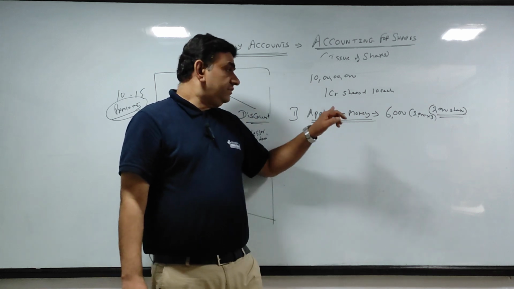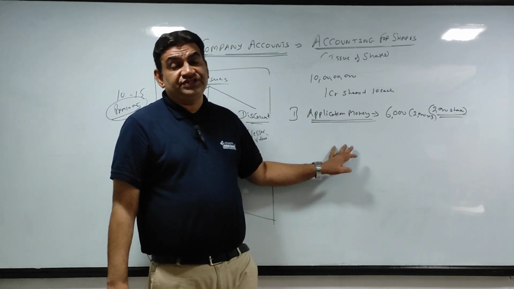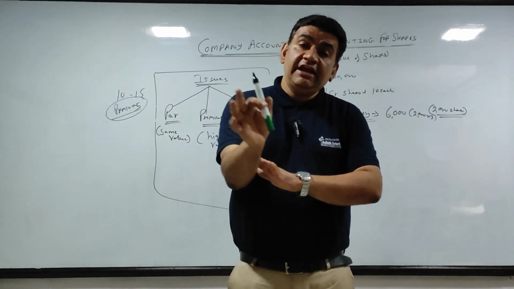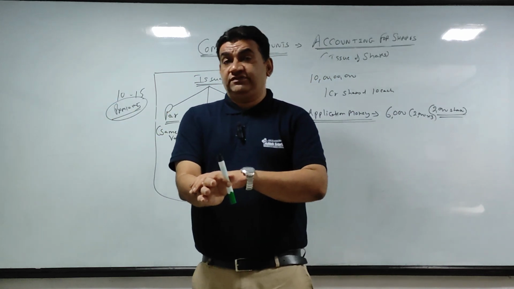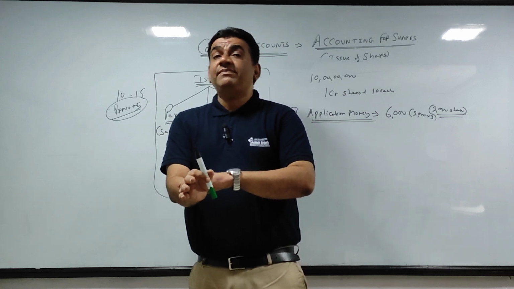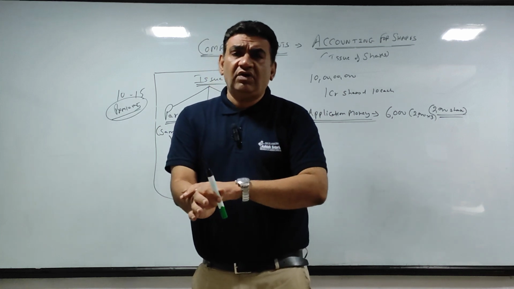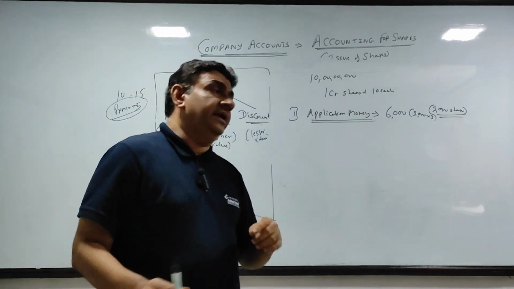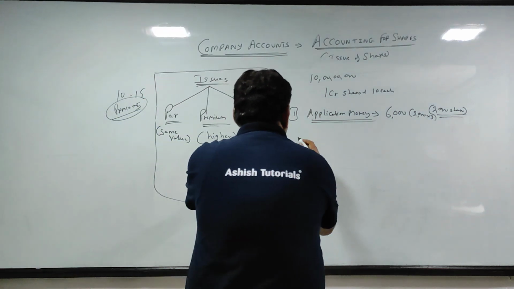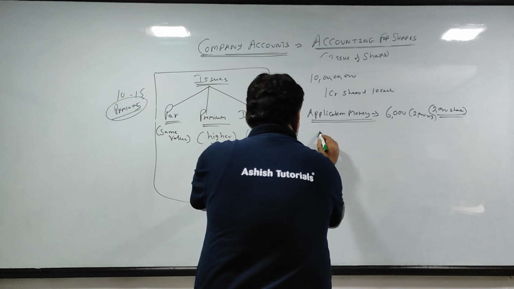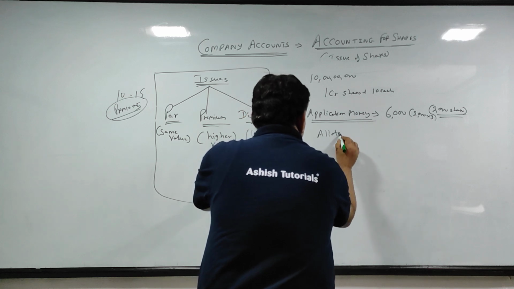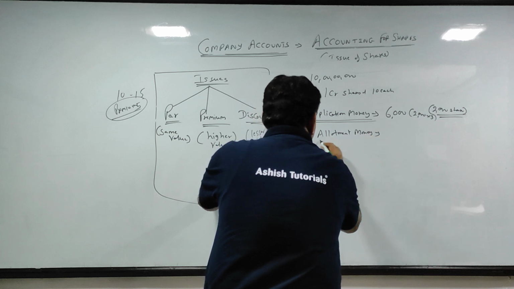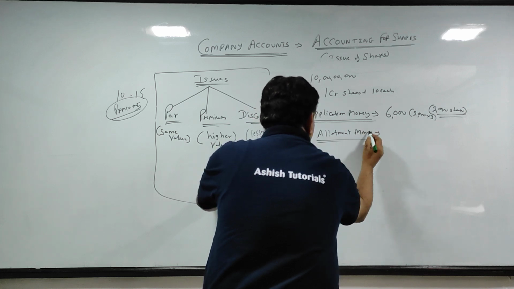Got it? So this is the first stage, application. Now if your shares are rejected, you are out. If your application is successful, let it be part or full, the next step will be the second installment after application. The second installment will be called allotment money.